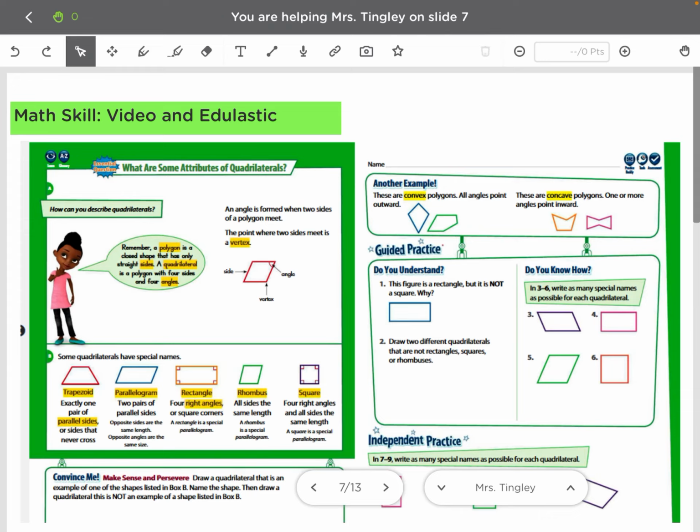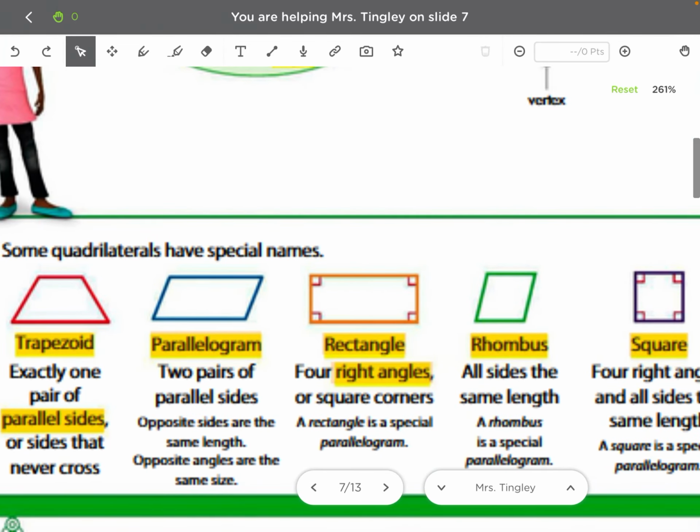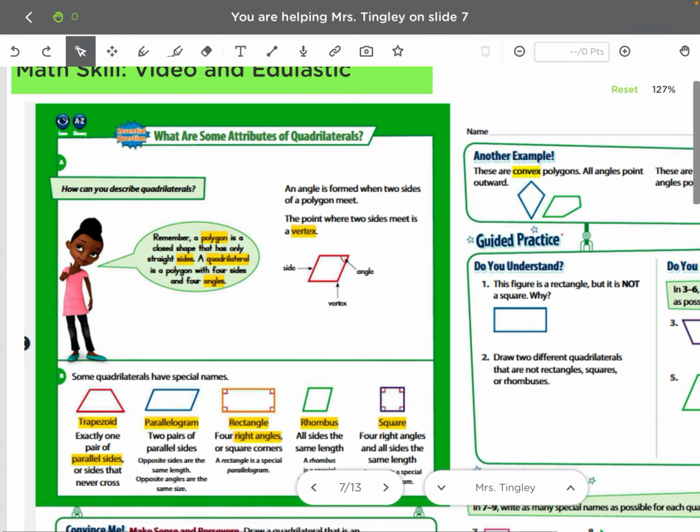Hello, third grade, and welcome to our math skill for today. We're going to start looking at different kinds of 2D shapes. That means shapes that can lay flat. They have sides and angles.